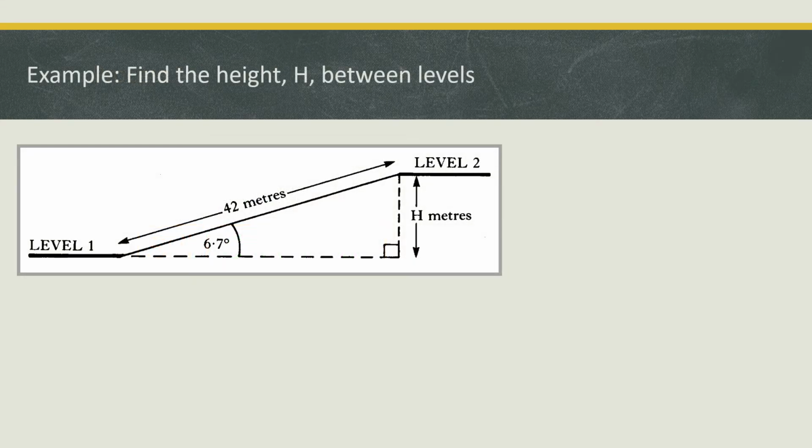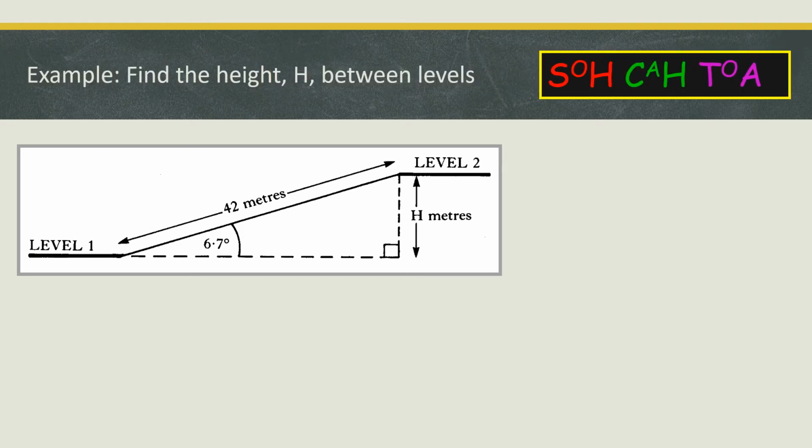So here's an example to find the height h between levels. We've got level 1 and level 2. We've been told the angle is 6.7 degrees. The ramp length is 42 meters. And the height between level 1 and level 2 is going to be h meters.